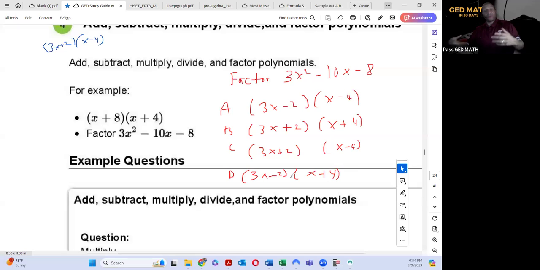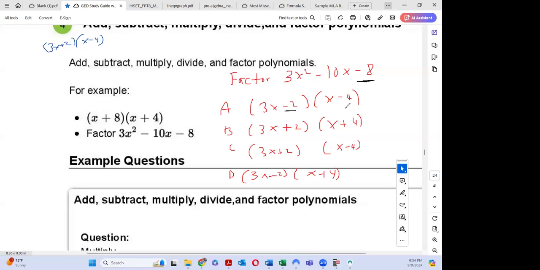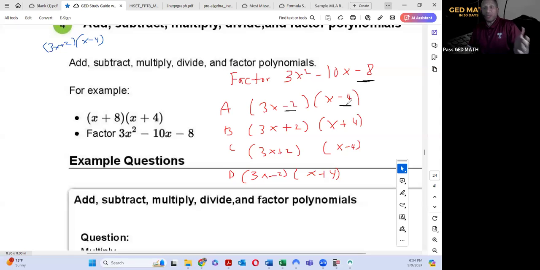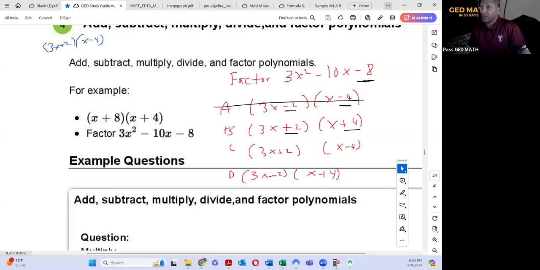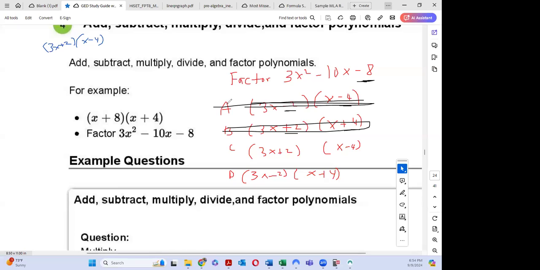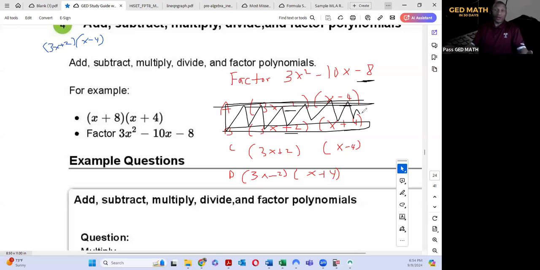Instead of trying to solve this algebraically, if you know how to multiply binomials, watch me solve this problem very quickly. My last number needs to be a minus 8. Minus 2 times a minus 4. Two negatives, when you multiply them together, give you a what? Positive. So it can't be A. Plus 2 times plus 4 also gives you a positive 8. It can't be B. So I know right now those are gone. Without even knowing how to do this problem, now I have a 50-50 chance to get it right.